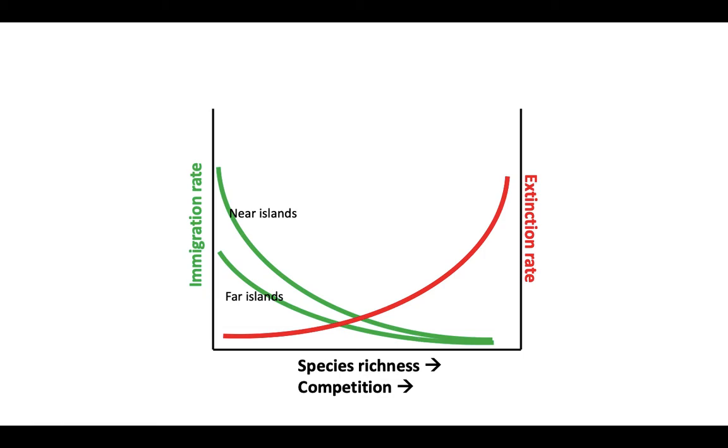I talked about island size and extinction rate. Well, small islands tend to have higher extinction rates because there's less room for everybody to hang out, and big islands tend to have lower extinction rates. Again, we still see them both increasing as competition increases, but at different rates.